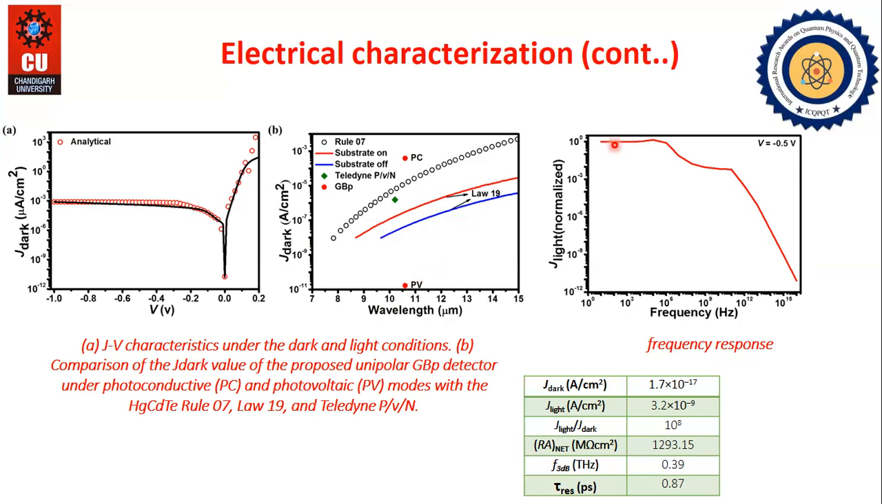Now this figure shows the normalized photo response of the proposed unipolar detector as a function of the light intensity modulation frequency at a bias of minus 0.5 volt. The photo response curve is normalized to start the response at 0 decibel, and the 3 dB cutoff frequency is found to be 0.39 terahertz, indicating that the proposed detector can be used for terahertz frequency applications. The response time is found to be 0.87 picosecond, which is less than 1 picosecond.